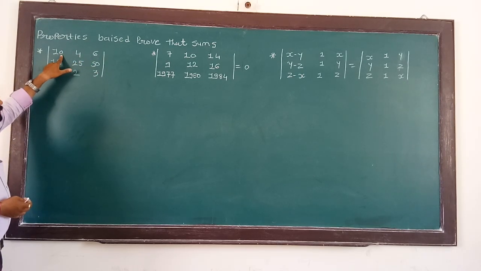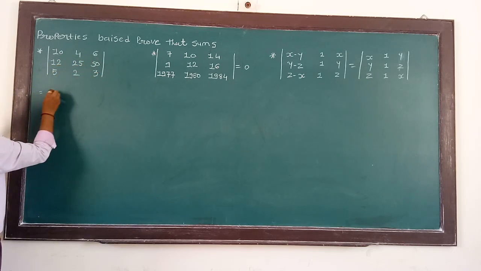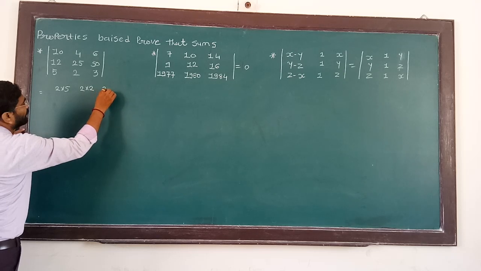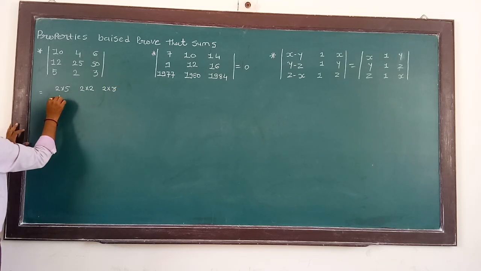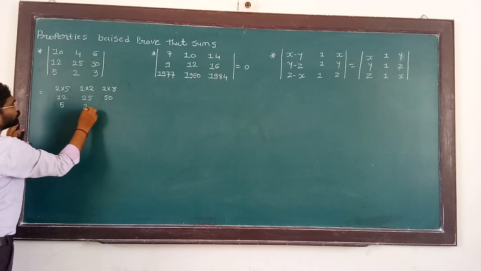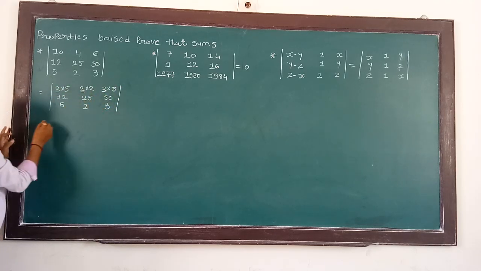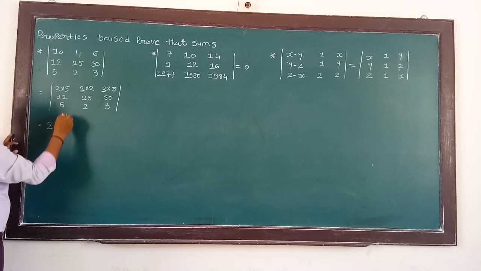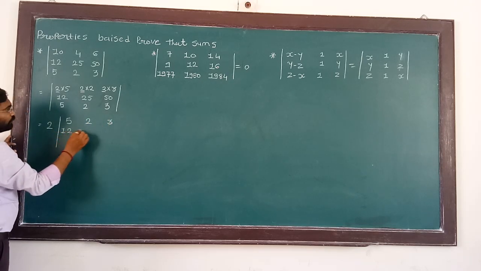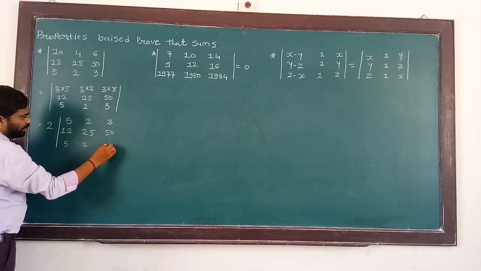See the students, here we can take common from the first row: 2 into 5, 2 into 2 and 2 into 3. Remaining is the same: 5, 2 and 3. Now see the students, here 2, here 2 and here 2, we take 2 common. Now 5, 2 and 3 is remaining, then 12, 25 and 15, and 5, 2 and 3.